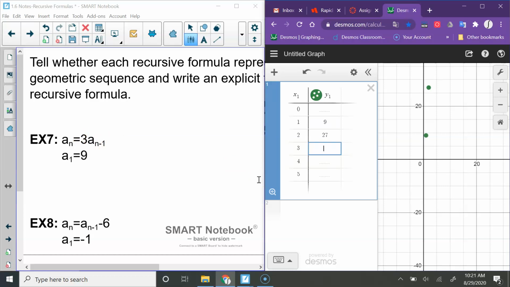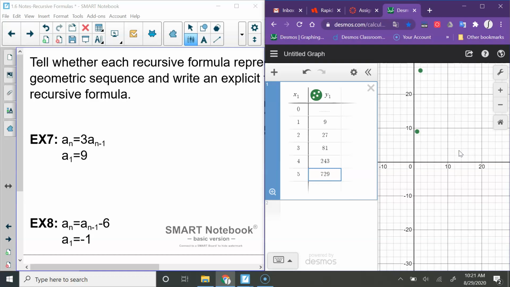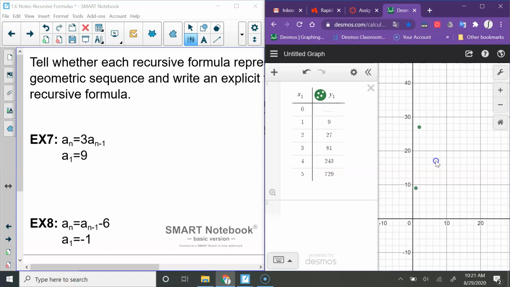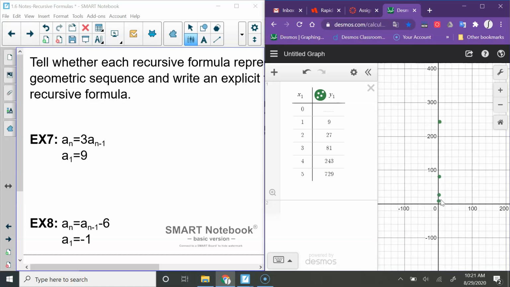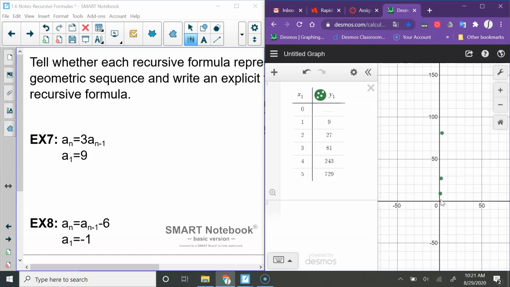And then I've got to do 3 times 27, which is going to give me 81. And I'm going to multiply by 3 again, which is going to give me 243. And then if I multiply by 3 again, that gives me 729. And so I would really have to zoom out for this for you to be able to see all of those points. They're going to look like a line because they're so steep. I could change that there, but we can see this is exponential growth right here.